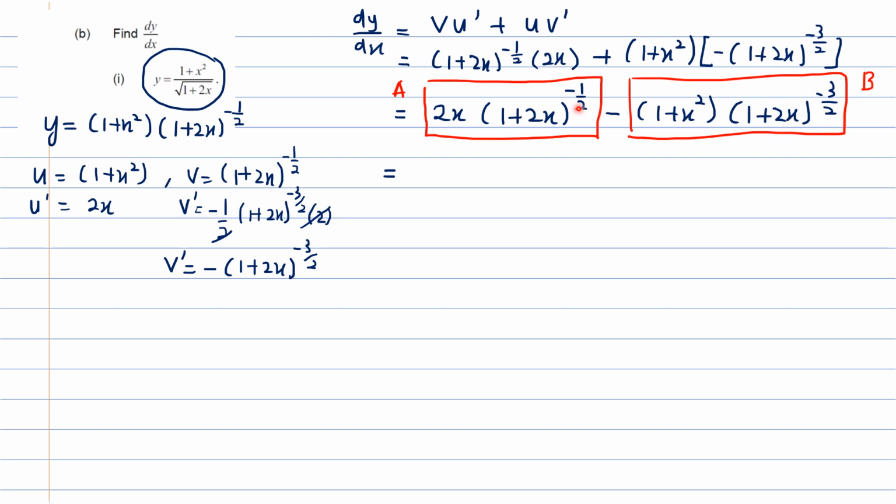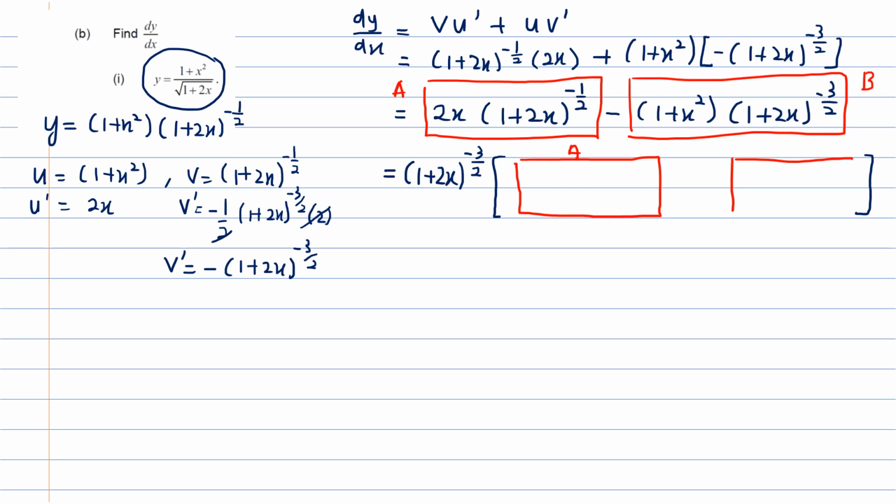But we have different powers. So which one to choose? We choose the smallest power, which is negative 3 over 2. This is what we will bring out. So we take out (1 plus 2x) to the power of negative 3 over 2. Okay, then we construct a square bracket. Inside the square bracket there will be box A and also box B. So in the middle between box A and box B is minus, following this. So we put minus in the middle.